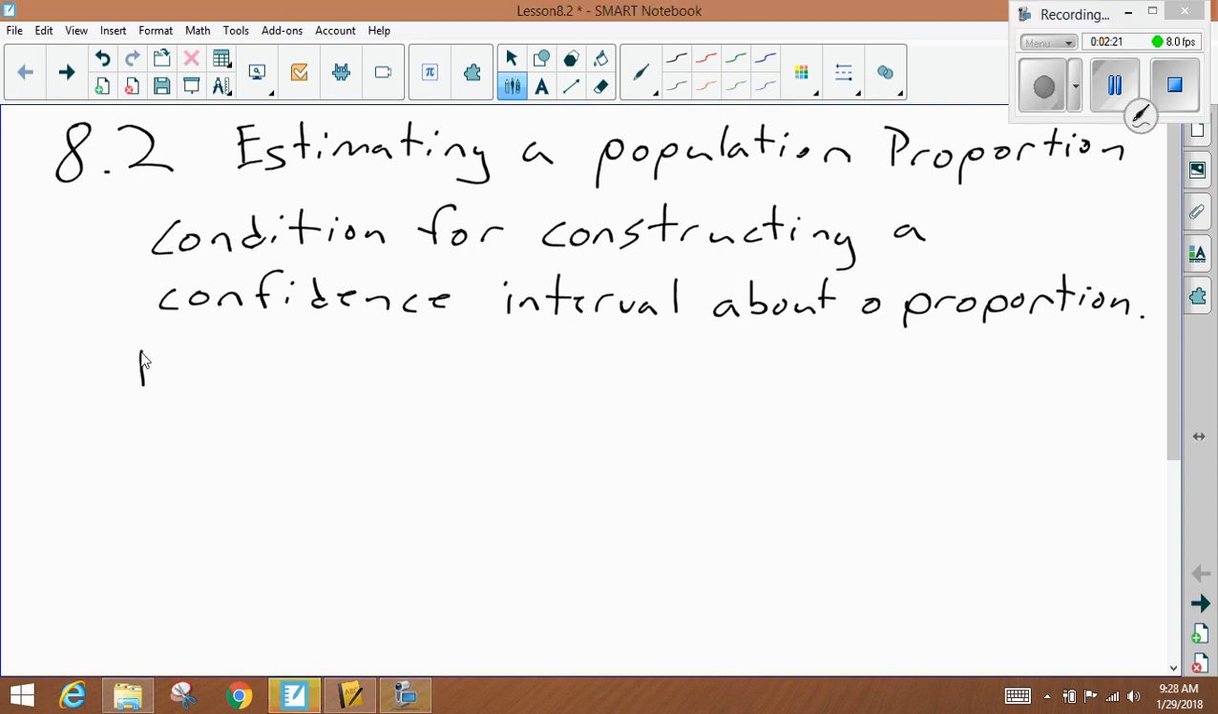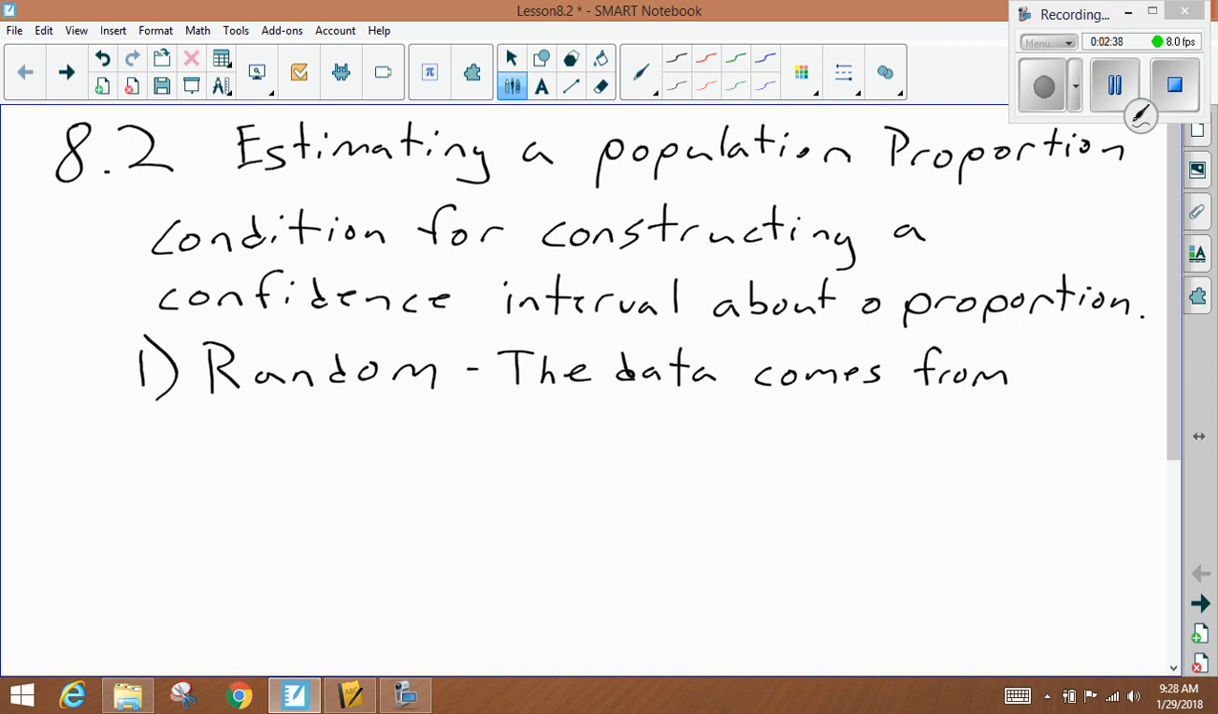First thing you got to check is that the data is random, that the data comes from an SRS. A simple random sample, right?